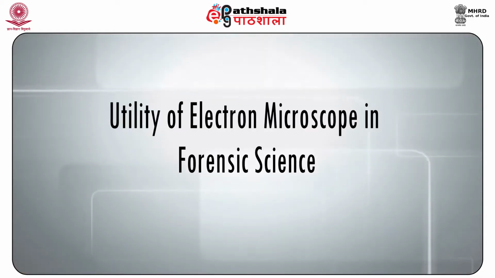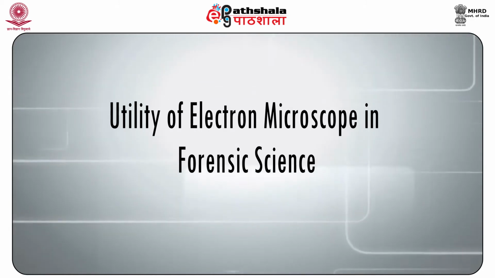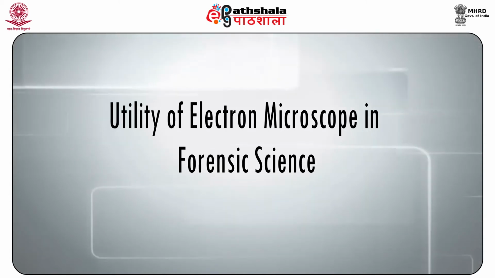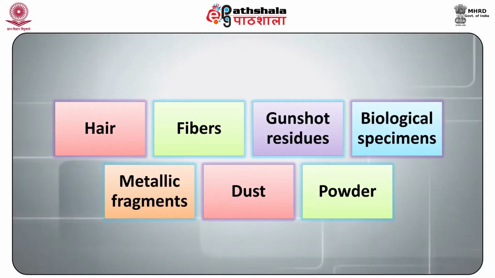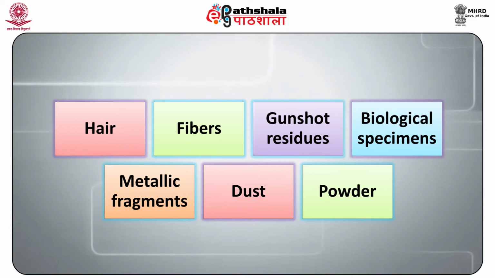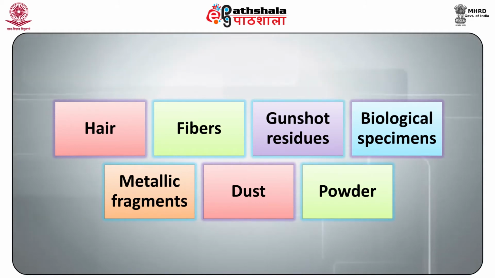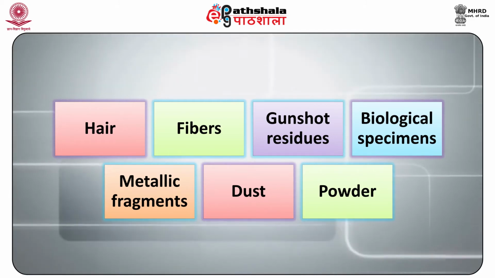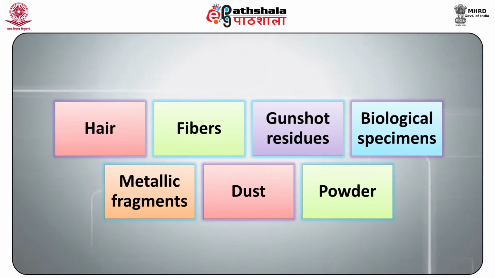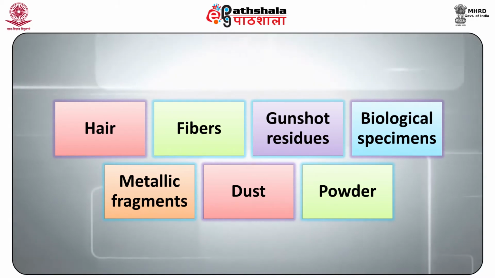Now, let me shed light on utility of electron microscope in forensic science. A wide variety of samples encountered in crime investigation can be examined by scanning electron microscope, which include hair, fibers including paper fibers, GSR, which is subject in hand, that is also known as gunshot residues, biological specimens, metallic fragments, especially broken parts of bullets, dust, powders including phenolphthalein powder used on currency notes while laying a trap to catch a corrupt official demanding and accepting bribe.